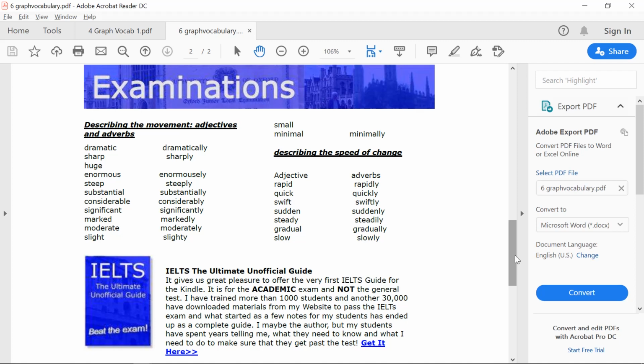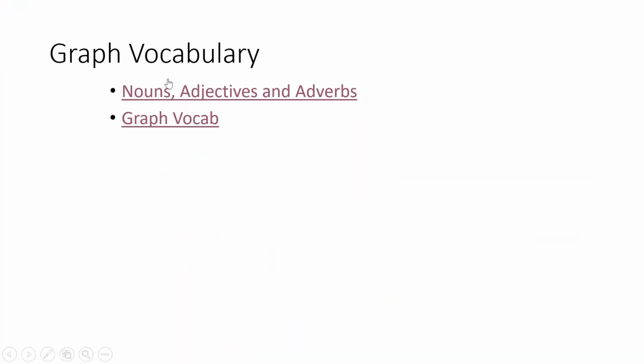The prices increased. Similarly, looking at the second part, speed of change, when we are describing speed of change, we can say the prices increased rapidly, or there was a rapid rise in the price, or there was a swift rise, there was a swift fall, or sudden increase or sudden fall. So you can use these adjectives and adverbs to write about the trends. Okay, let's go back to the graph.